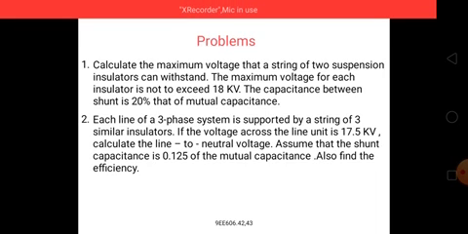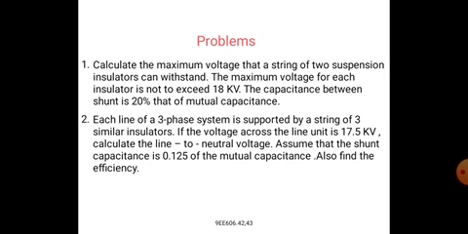Next, each line of a three-phase system is suspended by a string of three similar disks, that is three insulators. The voltage across the line unit is 17.5 kV. Calculate the line to neutral voltage, that is the E phase value. Assume that the shunt capacitance is 0.125 of the mutual capacitance, and also find the efficiency. So E1 is given, and we calculate E phase.